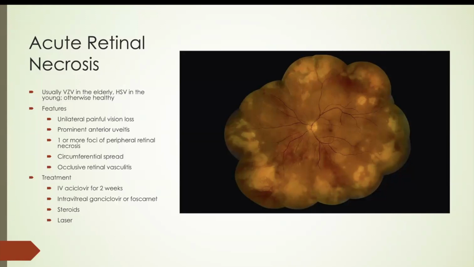It's a very painful vision loss. Your diagnostic criteria is this prominent anterior uveitis with one or more foci of peripheral retinal necrosis, which you can see here in the pale retina. It spreads circumferentially around the eye, and then you can also develop an occlusive retinal vasculitis, central retinal artery occlusions, etc. And that's why these patients have, unfortunately, quite a devastating ocular outcome.